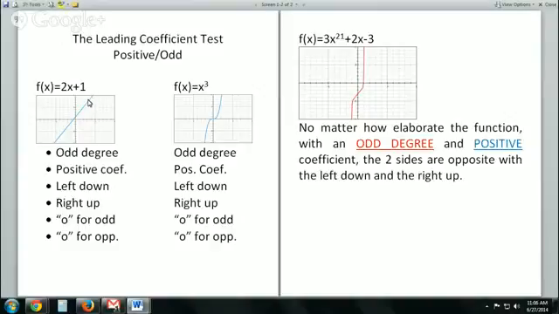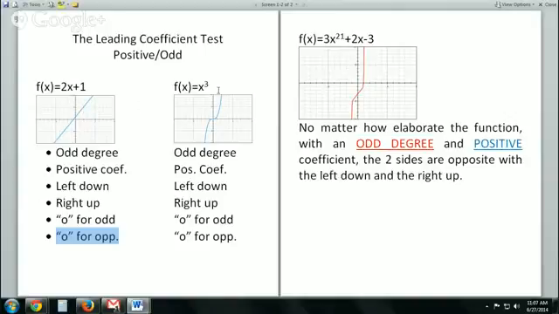Imagine an arrow pointing up on this side. So here, with an odd degree and a positive coefficient, the left side pointed down while the right side pointed up. In fact, for anything that has an odd degree, you can keep in mind O for odd and O for opposite. The two sides are going to do opposite things if you have an odd degree. With a leading coefficient that is positive, the left will point down, the right will point up.